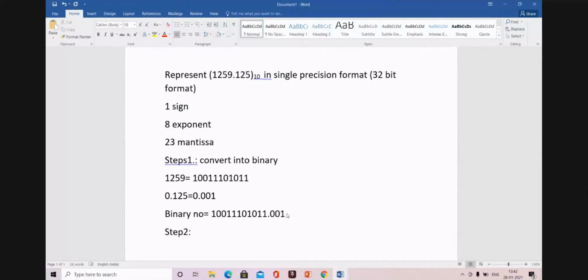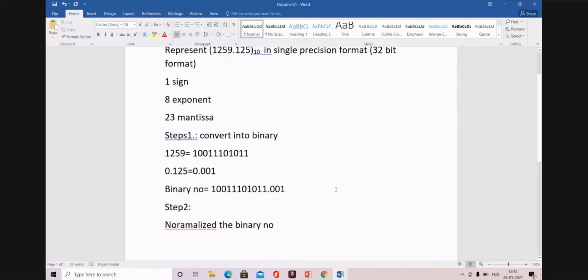Step number 2 means we have to normalize the binary numbers. How will you normalize? You have to bring this point to the very first bit of the number. So when you bring it, you get 1.00111011 into the scaling factor, which was 2, as I told you, right?